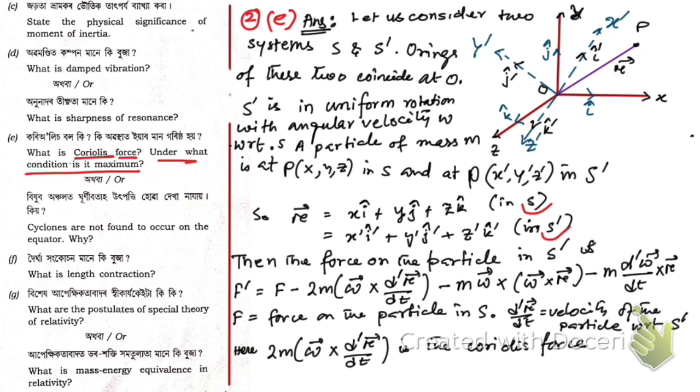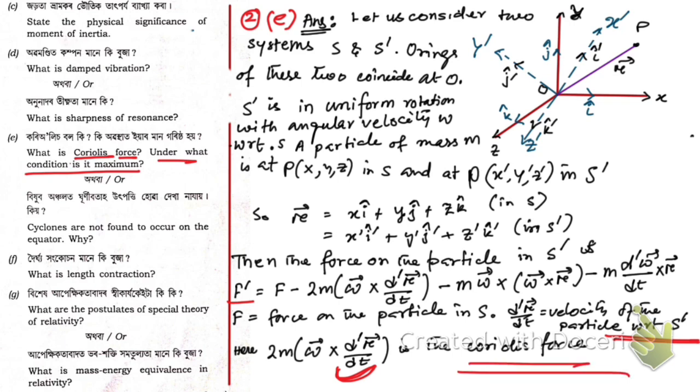So now you see, as these two systems are in relative motion, the force acting on the particle will be different. In the system S dash, the force F dash is given by this expression, where this term represents the Coriolis force, and d dash r by dt, the derivative of the r vector with respect to t, is nothing but the velocity of the particle in the S dash system, right? So this is what it is all about Coriolis force.